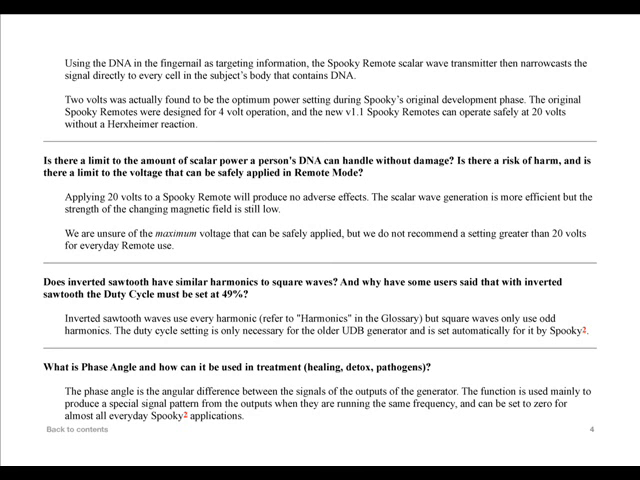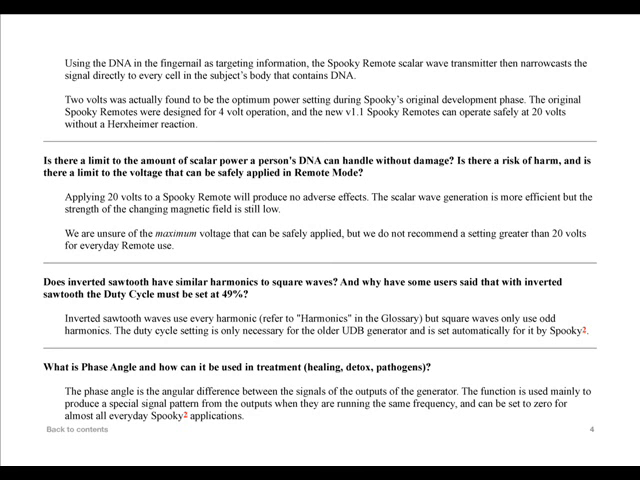Does inverted sawtooth have similar harmonics to square waves? And why have some users said that with inverted sawtooth the duty cycle must be set at 49%? Inverted sawtooth waves use every harmonic (refer to harmonics in the glossary), but square waves only use odd harmonics. The duty cycle setting is only necessary for the older UDB generator and is set automatically for it by Spooky2.